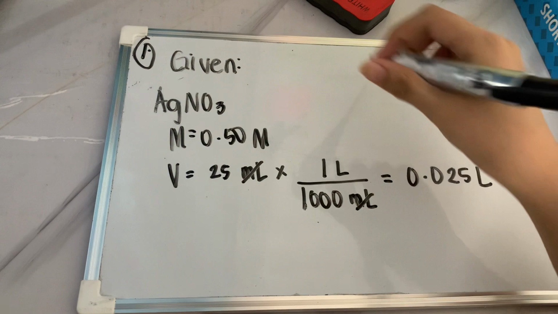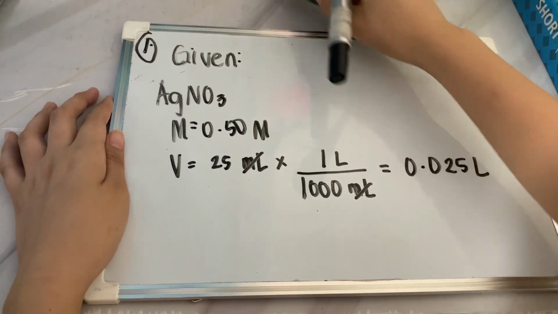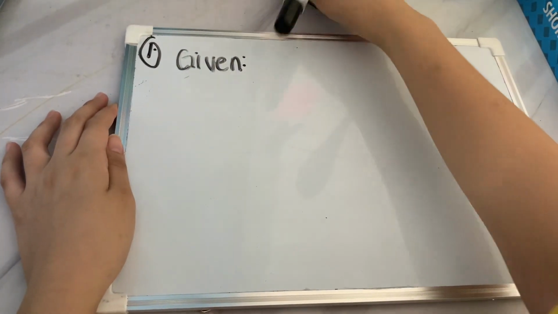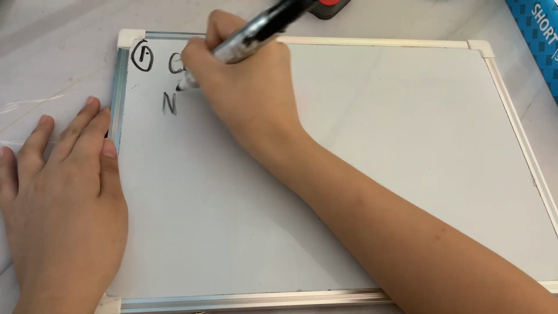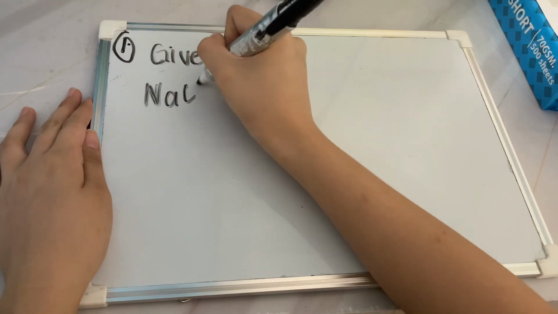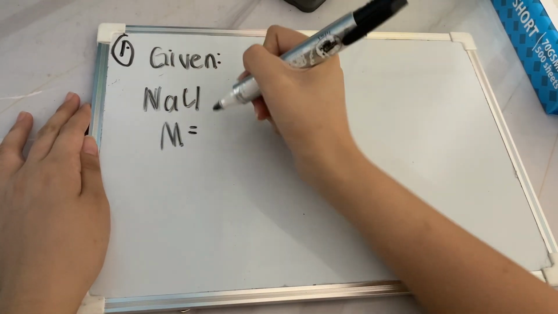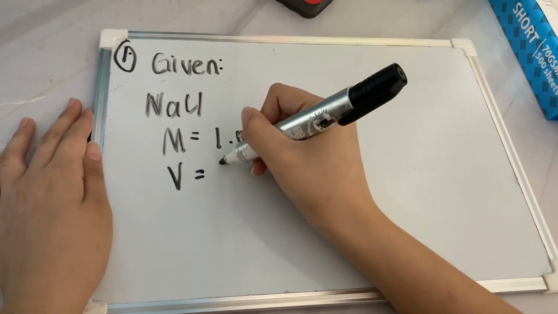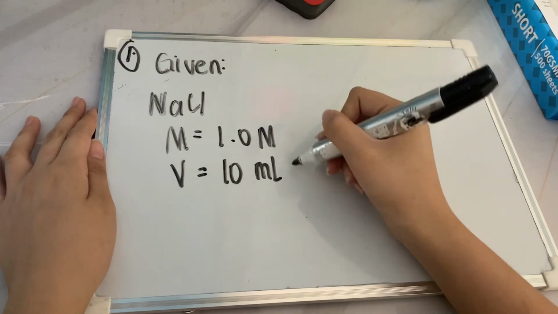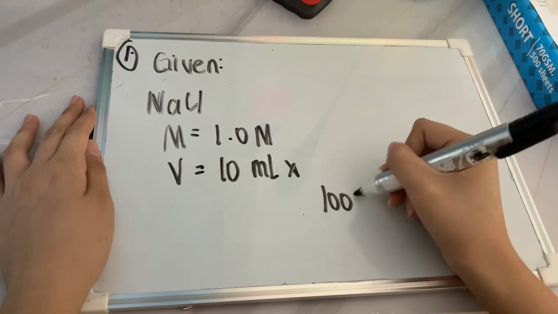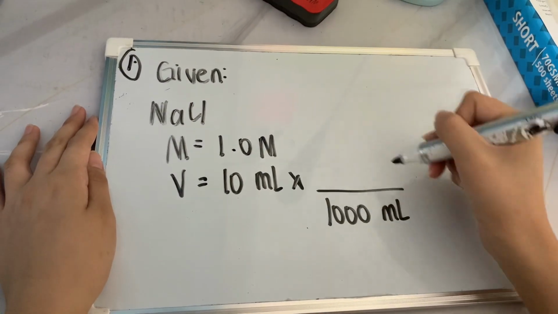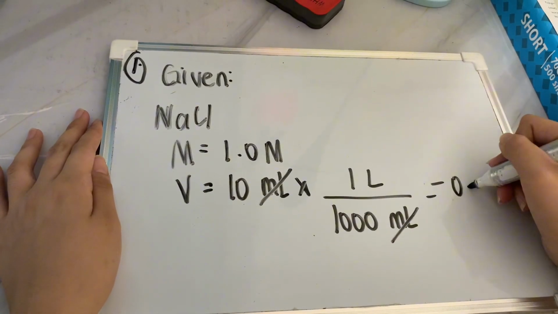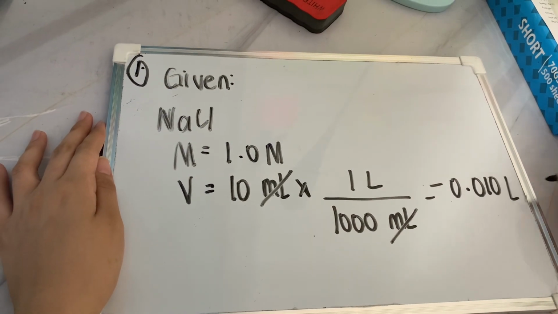liter. And then, in getting it for NaCl, so for NaCl, we have mole is equal to 1, and then the volume is 10. Same case, i-convert nato, 1,000 mL over 1 liter. Then, divide, the answer would be 0.010 liters.